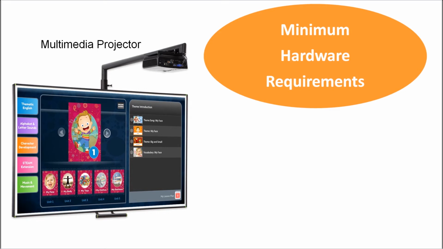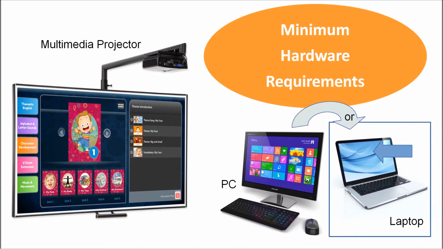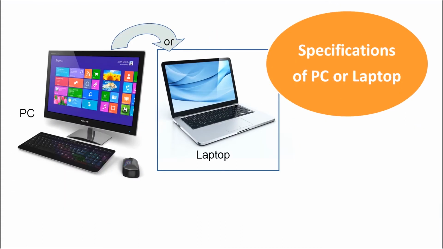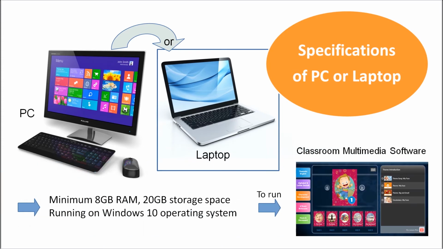For a start, at least one classroom or a multimedia room in your school needs to be equipped with a PC or a laptop computer connected to a multimedia projector. Next, the PC or laptop needs at least 8 GB RAM, 20 GB free storage space, and runs on Windows 10 operating system. This allows you to install and run the proprietary classroom multimedia software that comes with the program. This software works only on Microsoft Windows and cannot work on any computers that run on Apple operating system.